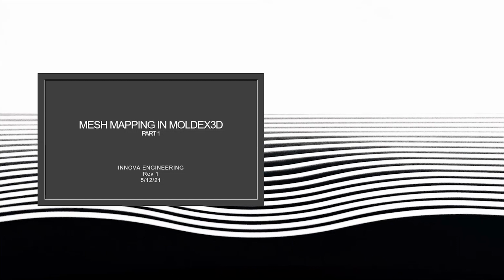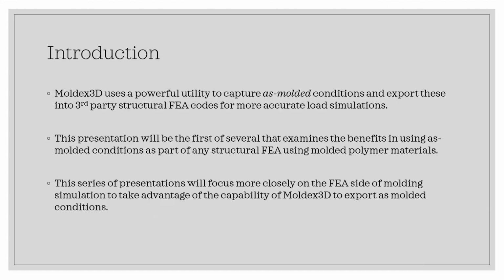So what this series is going to do is talk a little bit about how to set up a structural FEA job using Moldex3D as molded conditions. So this is sort of the first part of an ongoing series, which is going to describe in some detail how to set up these mesh maps, what sort of capabilities and attributes we can extract from the Moldex environment, and how do we use those extracted attributes in a structural FEA code. Okay, so with all of that said, let's get started.